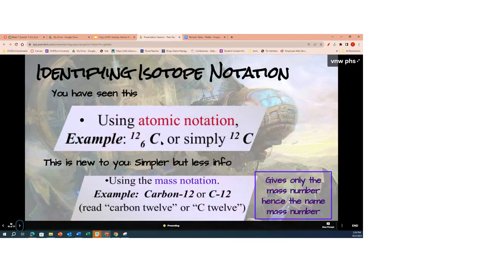So let's look at the way they talk about these, identifying isotope notation. All right, using the atomic notation, example, 12,6C or simply 12C. Right, so they're just using the mass. Okay, this is new to you, simpler but less information, right? They just say 12 carbon. So example, mass notation, carbon 12 or C12. This gives only the mass. Remember the mass.